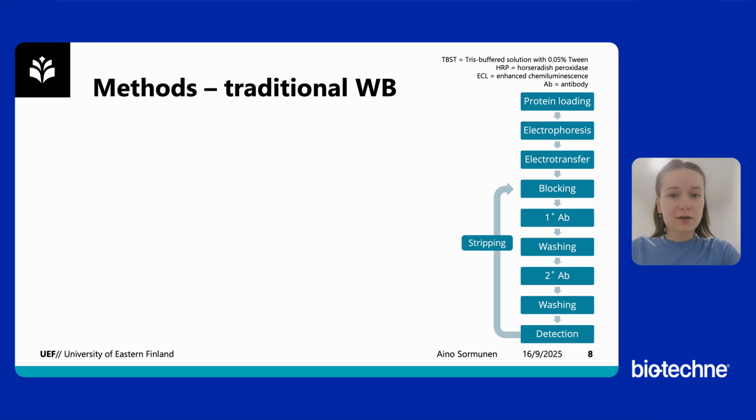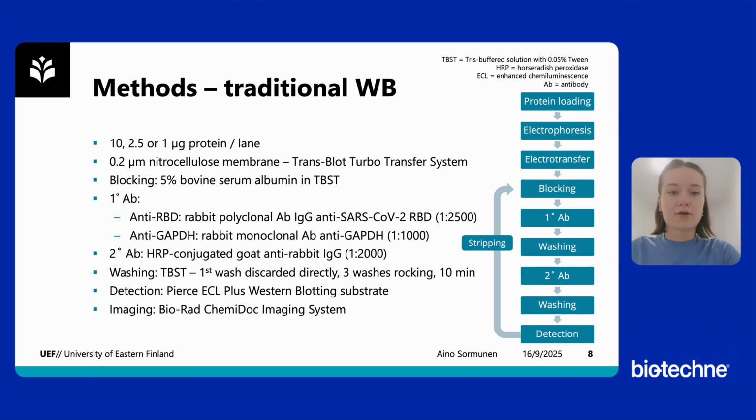So in case you're not familiar with the Western workflow, you can see it there on the right. And here are all the details of the reagents and such. So for protein loading, we used either 10, 2.5, or 1 micrograms of total protein per lane. For blocking the membrane, we used 5% bovine serum albumin in TBST. And here you can see the antibody information. So we had an antibody detecting the SARS-CoV-2 receptor binding domain. And then for our housekeeping gene, we had an anti-GAPDH antibody.